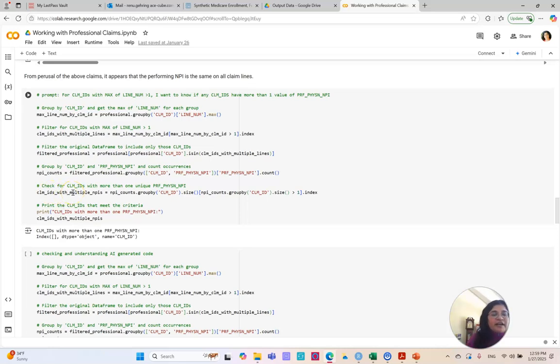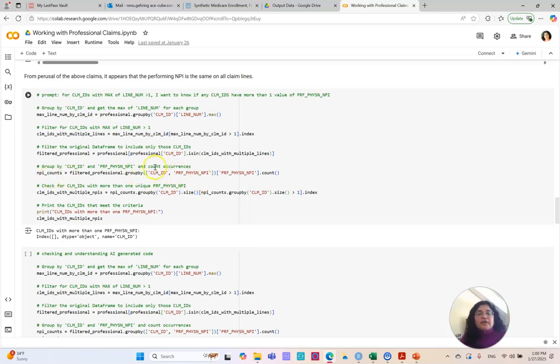So this is how I check my understanding of AI generated code. First, let me explain to you what the code is doing. So it's grouping by claim ID, and it's getting the line number, and it's getting the max of that. So that's fairly explanatory. Then we're filtering claim IDs where the max is greater than 1. Okay, that's fine too. Now I'm filtering the original to include only the claim IDs where the claim line is greater than 1, and that's fine too.